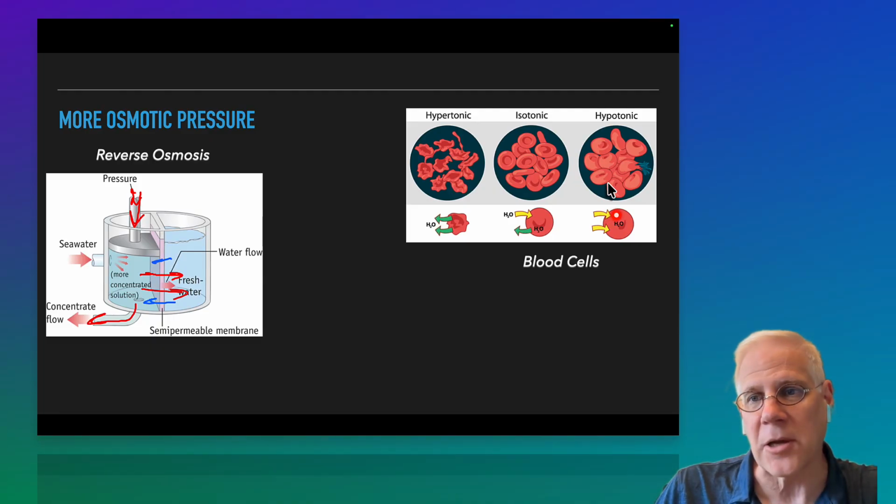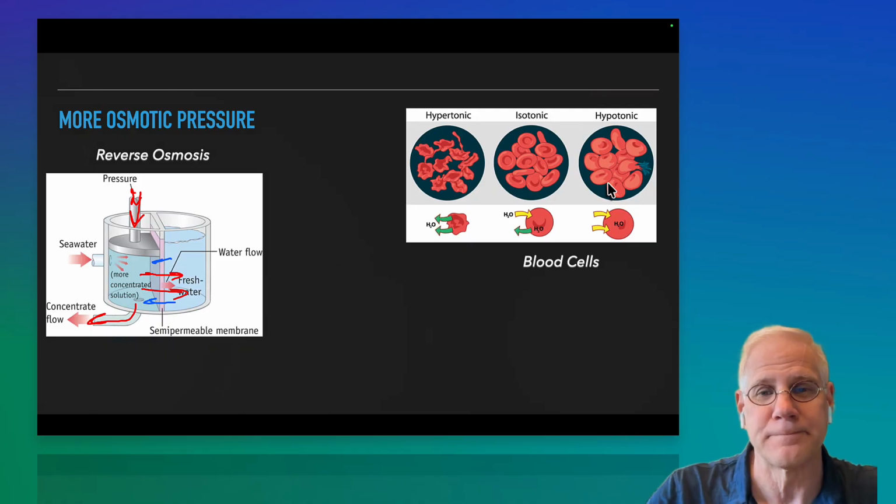Or you can go hypertonic, where you've got something going on in the blood cell itself, and water is coming out of the serum into the blood cell and forcing it to bloat, and as we can see here, even possibly burst, which is not a good thing.